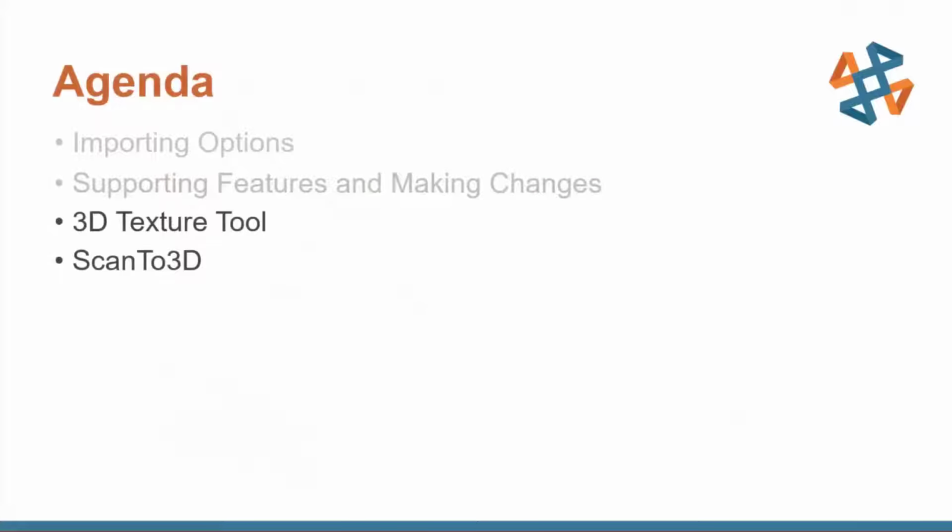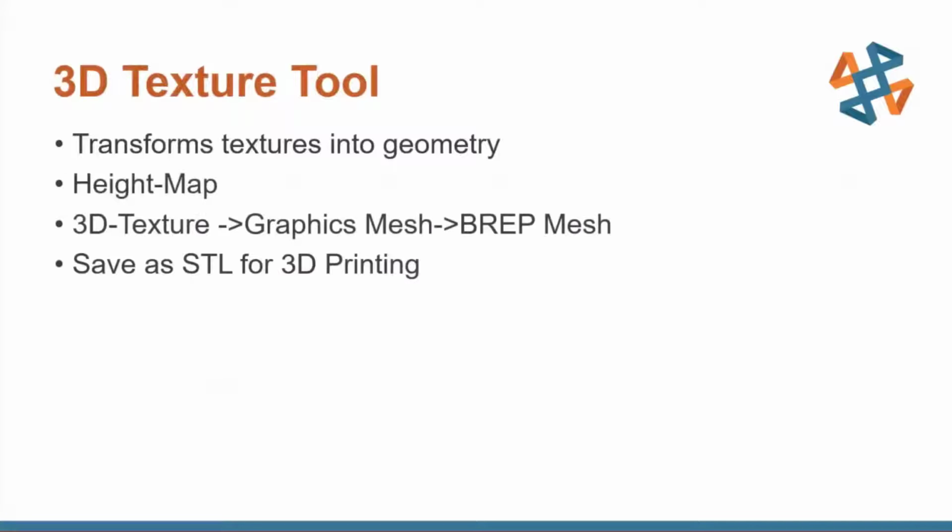All right, so now that we've seen how to import and work with meshes, let's take a look at a feature that creates meshes from pictures. It's called the 3D texture. So 3D texture converts black and white images into a mesh or polygons.